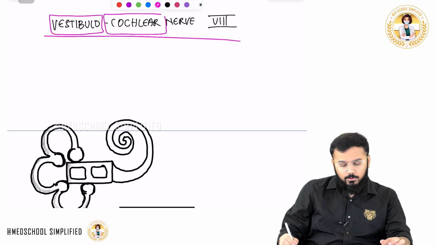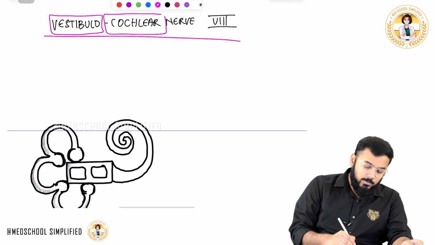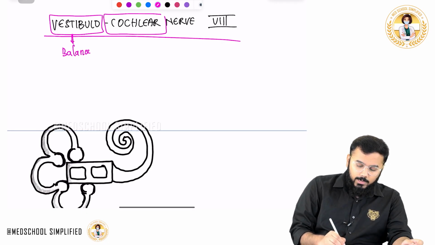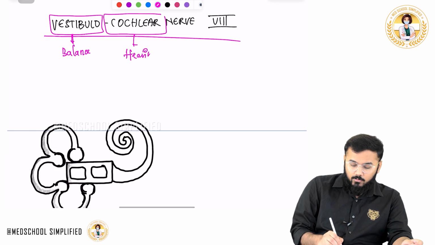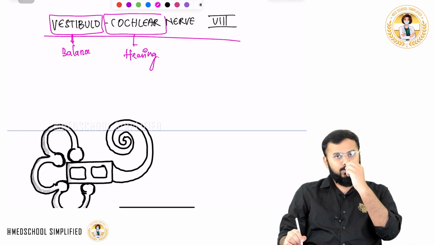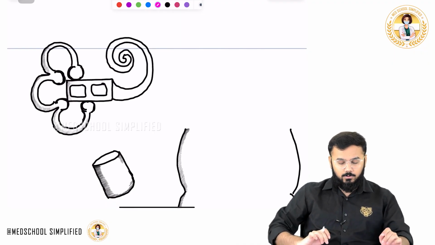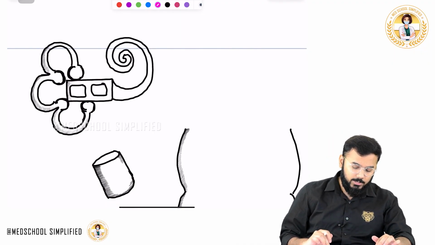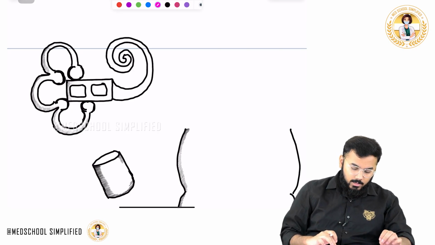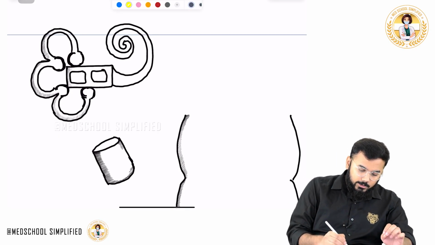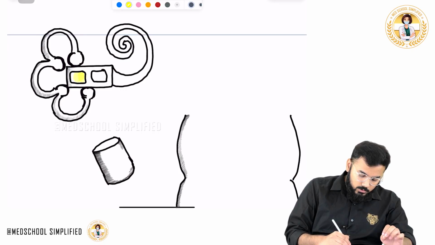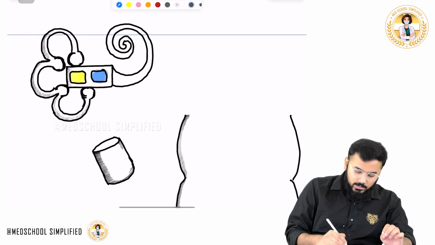And all of you know one very important thing, that the vestibular component is responsible for balance, whereas the cochlear component is responsible for hearing. So one is responsible for balance and the other is responsible for hearing. Now you can see this picture which I have drawn here before itself. So this is a picture of your inner ear. Now within this inner ear you see two cavities over here. This is one cavity and this is another cavity.